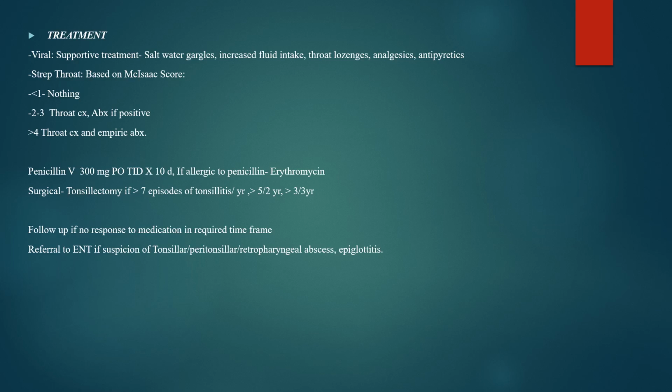If the score is less than 1, then we don't prescribe anything. If the score is between 2 to 3, we do the throat culture and we only prescribe antibiotics if it is positive. If the score is more than 4, we do throat culture and we also start empiric antibiotics. The medication used will be penicillin 300 milligrams per oral 3 times a day for 10 days. If the patient is allergic to penicillin, then we give erythromycin.